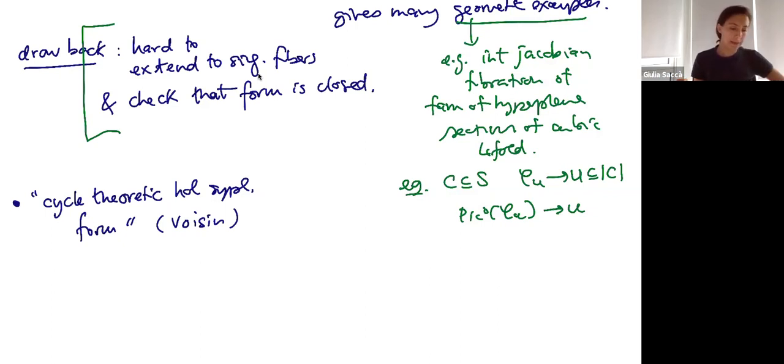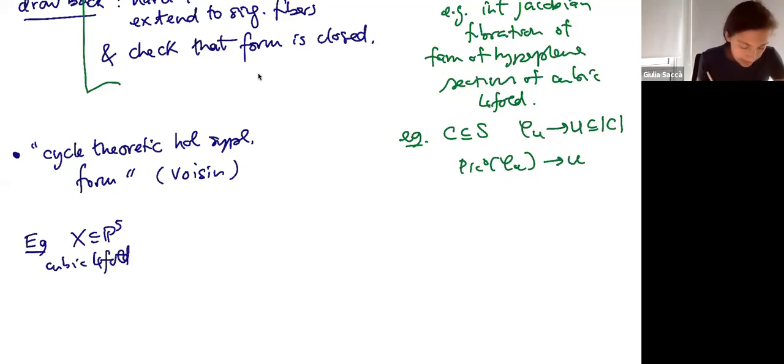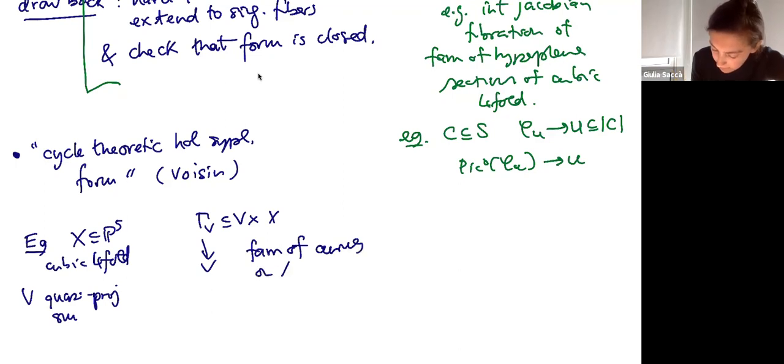Okay, so what do I mean by this? So let me give you 2 examples. And you've probably seen me give this example before. So let X be a cubic fourfold, and gamma in V cross X over V. So V is a quasi-projective smooth variety, and I have a family of curves on X parametrized by V.